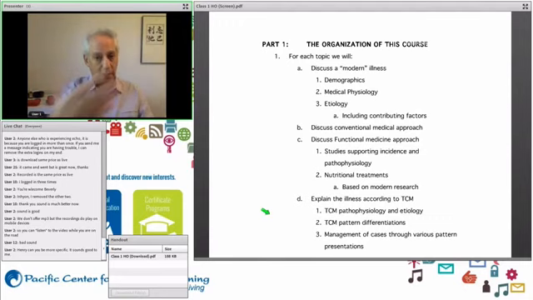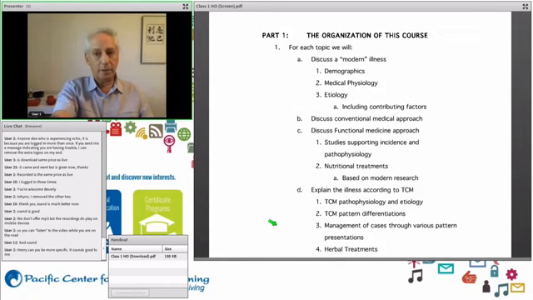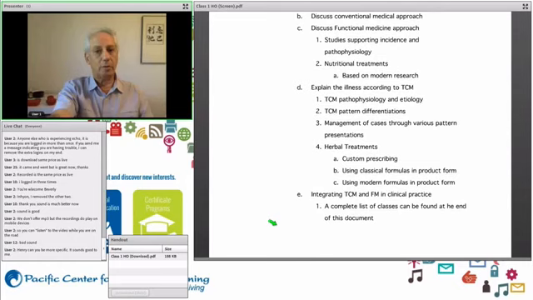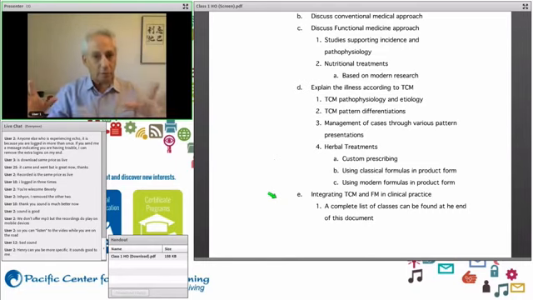Then I'm going to explain the illness according to TCM, its pathophysiology, the etiology, the pattern differentiations, the management of cases through various pattern presentations. I'm going to talk about herbal treatments, custom prescribing, classical formulas that are in product form, and then modern formulas that are in product form. And then how to integrate the two together in a real clinical practice.